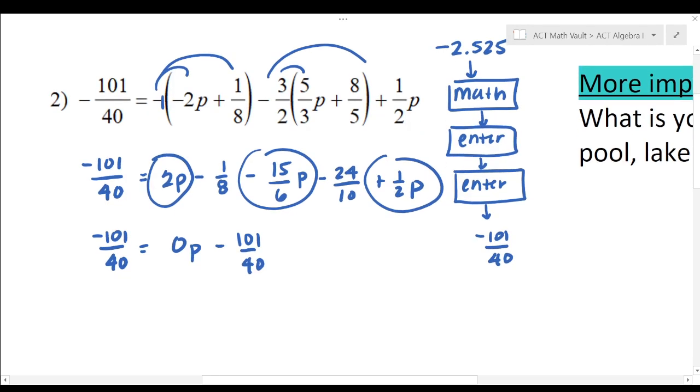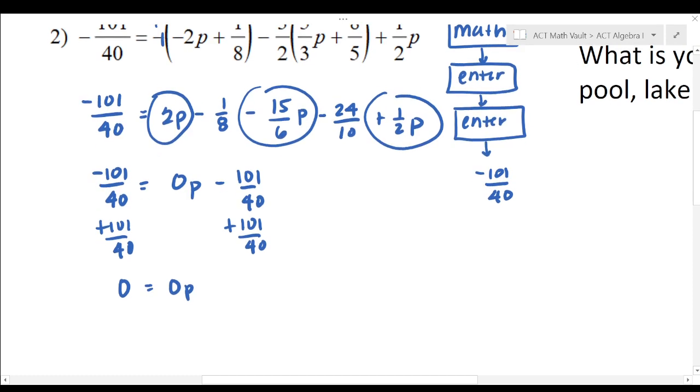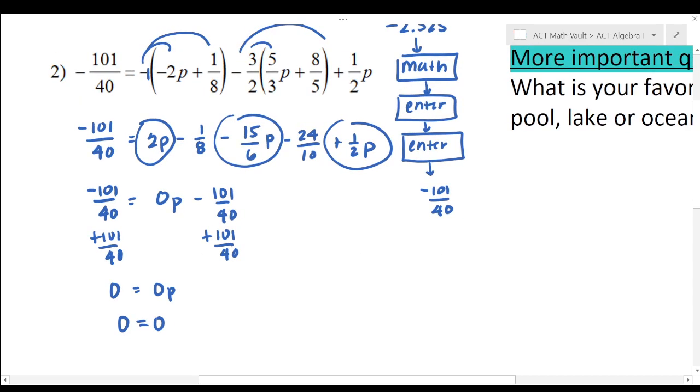So now I have to decide, is this one of those special cases or can I actually solve for p? So if I do plus 101 over 40 plus 101 over 40, okay, I have to think about, am I getting a true statement after all is said and done? And I actually get a 0 here and a 0p on the other side. Now anything times 0 is 0. So we end up getting a true statement in the end. 0 is equal to 0. That is true. So I'm going to say true.